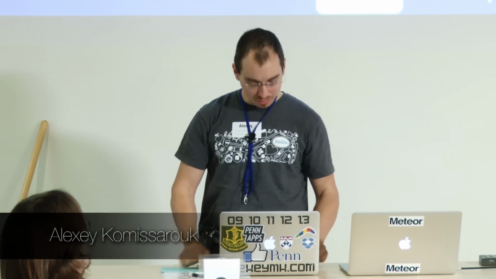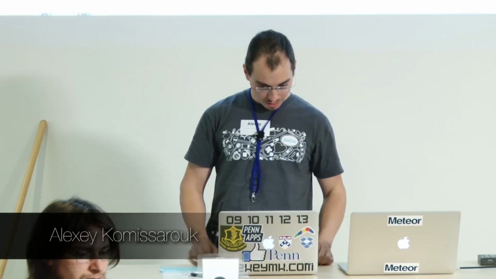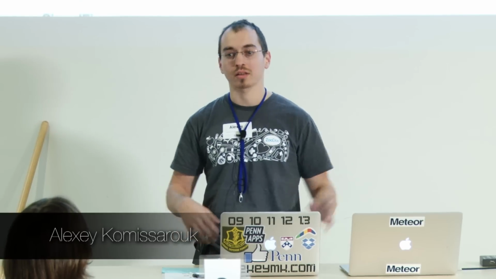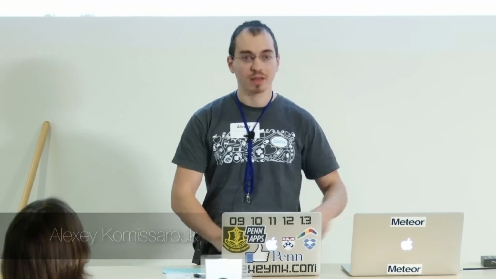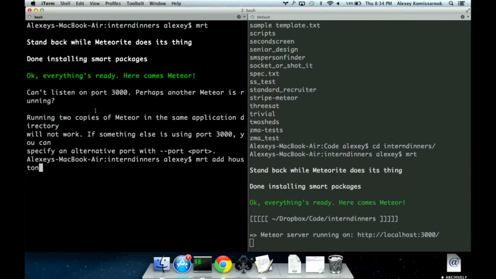Yep. Sweet. All right. I'm Alexei. And I have this Meteor app that I built, I think we've demoed this before. It's just a bunch of static data you can apply to have dinner with interesting people. And actually, I made a mistake. It says John Collison started Braintree, which is not true, and I want to change it. The best way I can think of is just Meteor Mongo and doing it in the console, which kind of sucks. I just want to be able to change it with a GUI.